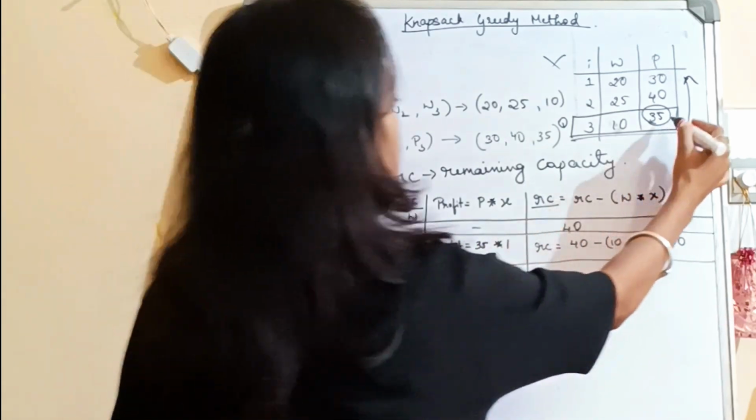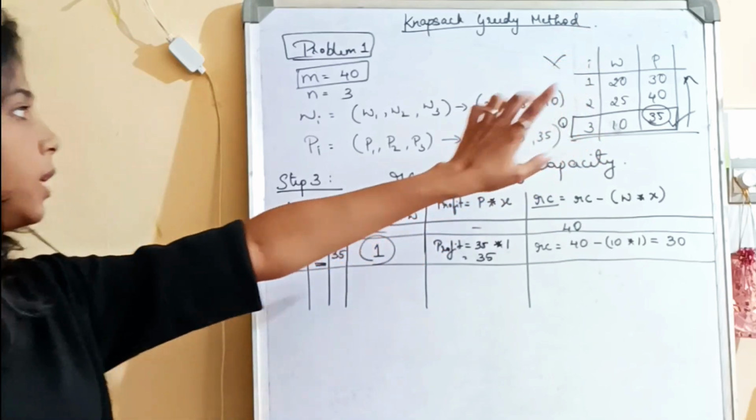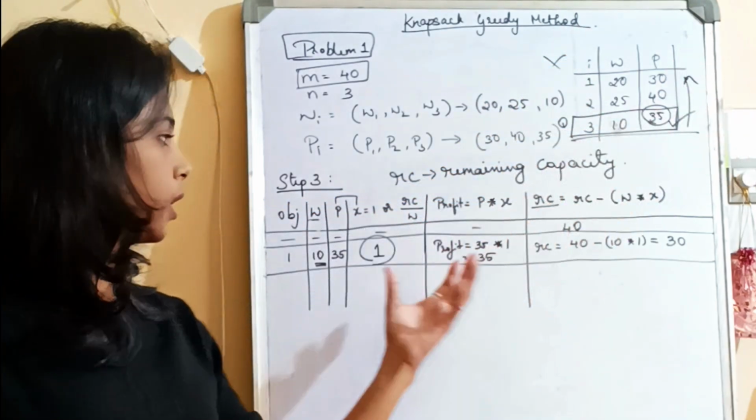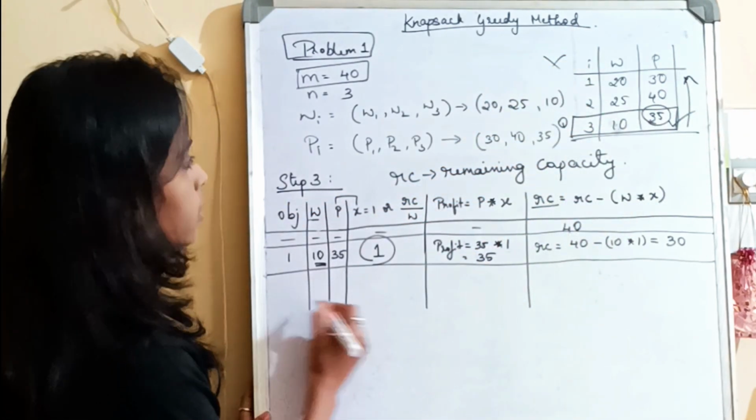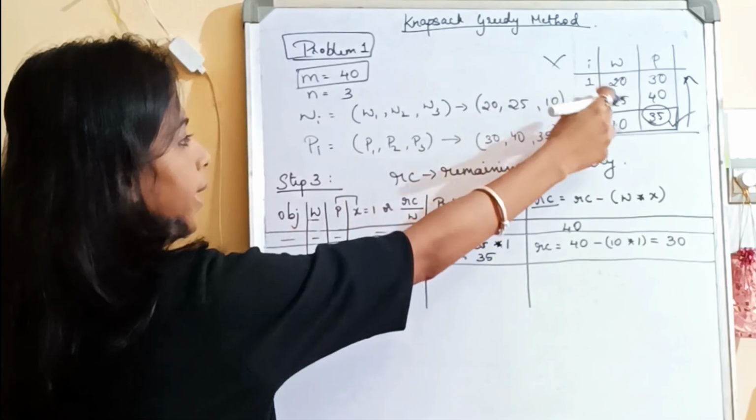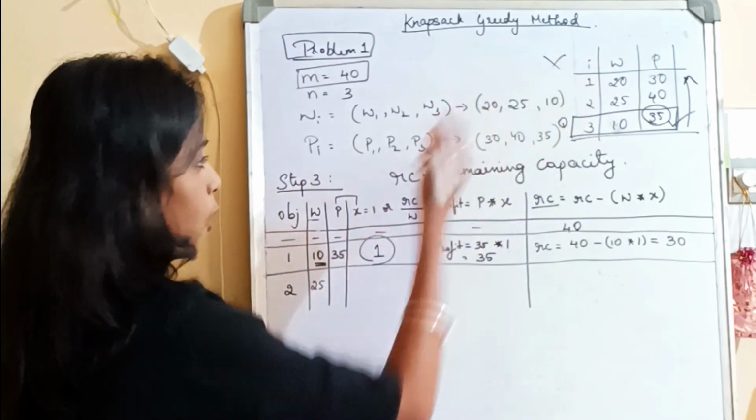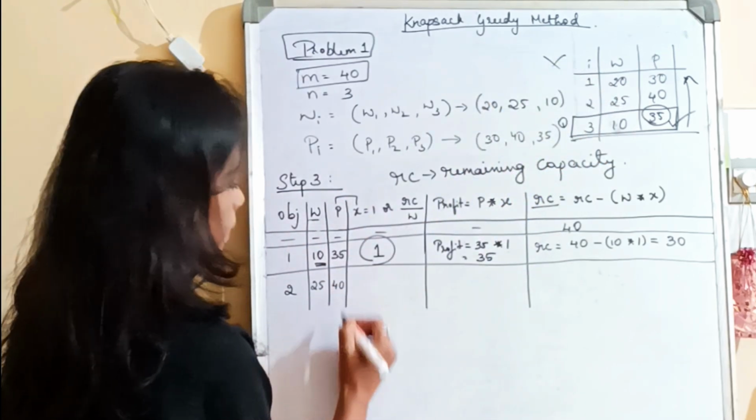So this is filled. Okay, the first object is filled completely. Okay, the next object, now I need to take the second object. The weight of the second object is 25 and the profit of that is 40.